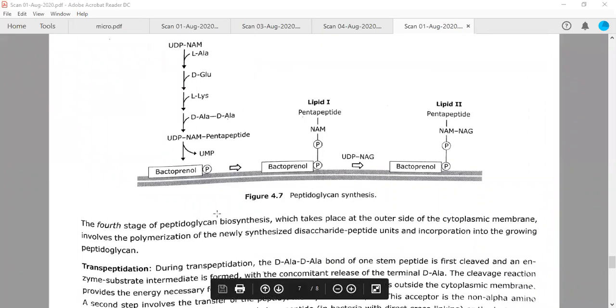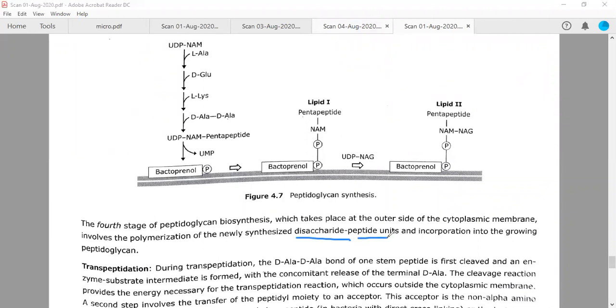And then in the fourth stage, peptidoglycan biosynthesis will take place at the outer side of the cytoplasmic membrane. It involves the polymerization of newly synthesized disaccharide. Each time these disaccharides will be added on the inner side, and they will flip towards the outside, so that they can be added to make single chains of the peptidoglycan cell wall. So it involves polymerization. But remember, each time this is happening outside the cell, always a disaccharide peptide unit will be added to the chain to make it grow. Okay, incorporation into the growing chain.